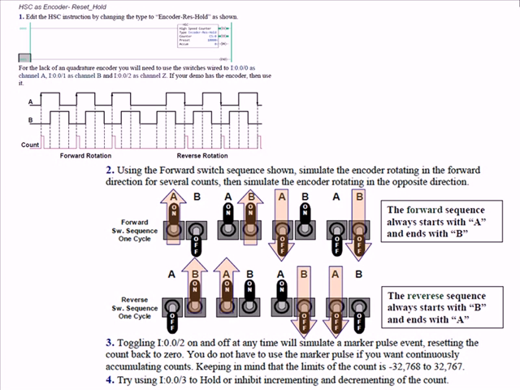Toggling input 2 on and off at any time will simulate a marker pulse event, resetting the count back to 0. You don't have to use the marker pulse if you want to continuously accumulate counts, keeping in mind that the limits of the count are minus 32,768 to a positive 32,767. Try using input 3 to hold or inhibit incrementing and decrementing the count.